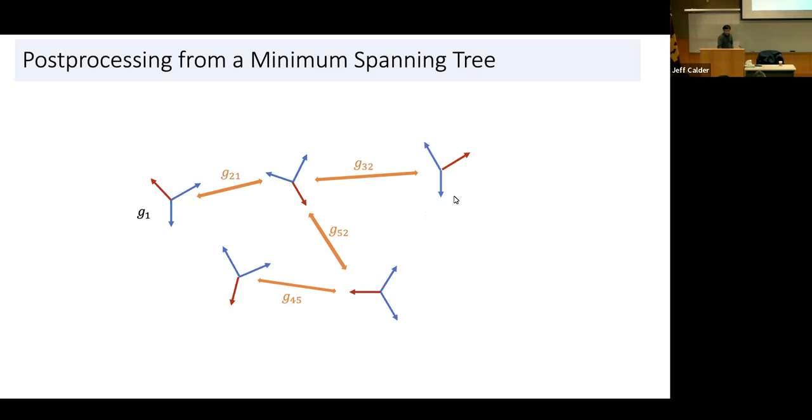So then I can propagate along the spanning tree. For example, I let G1 be identity, and let G2 equal G21 times G1, G3 equal G32 times G2, and so on. You may think, okay, the error may accumulate along this spanning tree, but actually, if you have a very clean inlier graph, which surprisingly many structure from motion data has, you can actually do a pretty decent job.